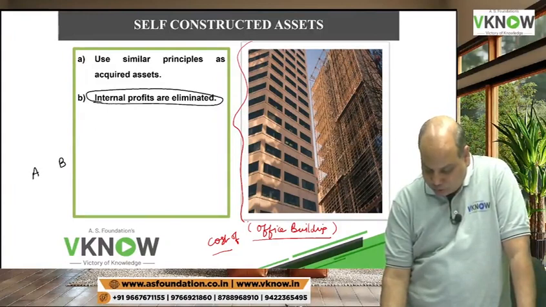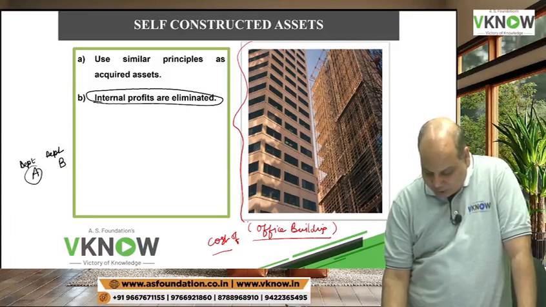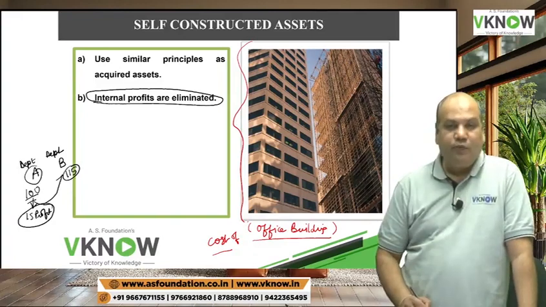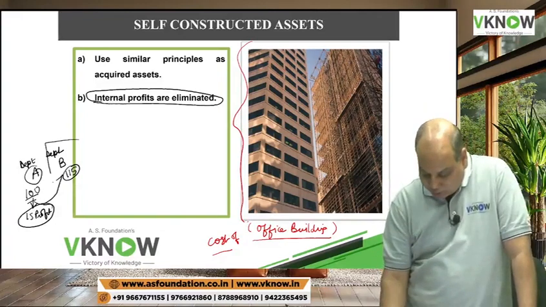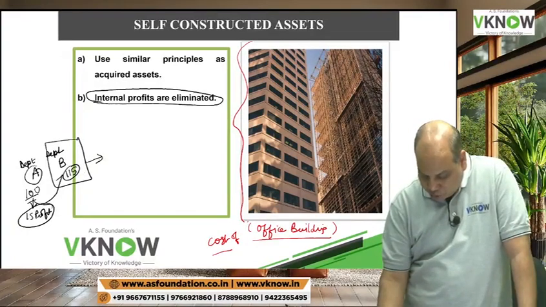Suppose there are two departments, Department A and Department B. Department A purchases goods for 100 rupees and transfers to B for 115 rupees. Department A makes a profit of 15 rupees. Now Department B uses this material for construction purposes.